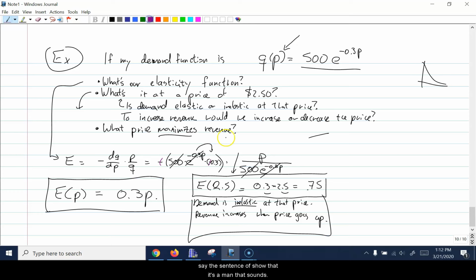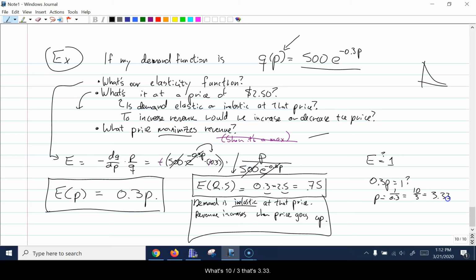Part 3, what price maximizes revenue? Notice that we didn't say the sentence of show that it's a max. Like that sentence that I had on the first example today wasn't there. So I don't actually have to verify that my thing is a maximum. Just find the thing and we'll just trust that it is a maximum. How do I find my thing? I know that revenue should be maximized when elasticity is 1. I take my formula for elasticity and ask, does it ever equal 1? Does 0.3p ever equal 1? So p is 1 over 0.3. That's 10 over 3. That's 3.33.